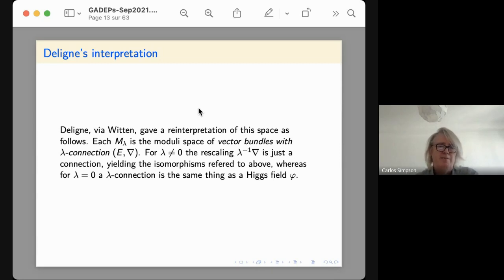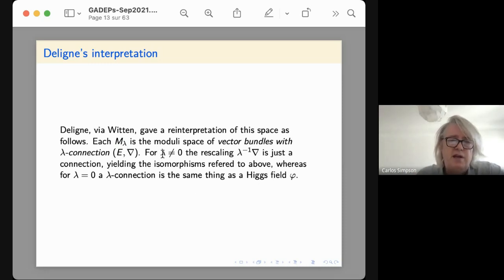So we have this twistor space, and each fiber is equal to the moduli space, but it has a bunch of different complex structures. And the idea is to say that the fiber over lambda is in fact the moduli space of vector bundles with lambda connection. So a lambda connection nabla means a connection form nabla, and maybe I'll write the formula on the next slide, which has the Leibniz property, but with a multiplication by the complex number lambda in front of the Leibniz rule.